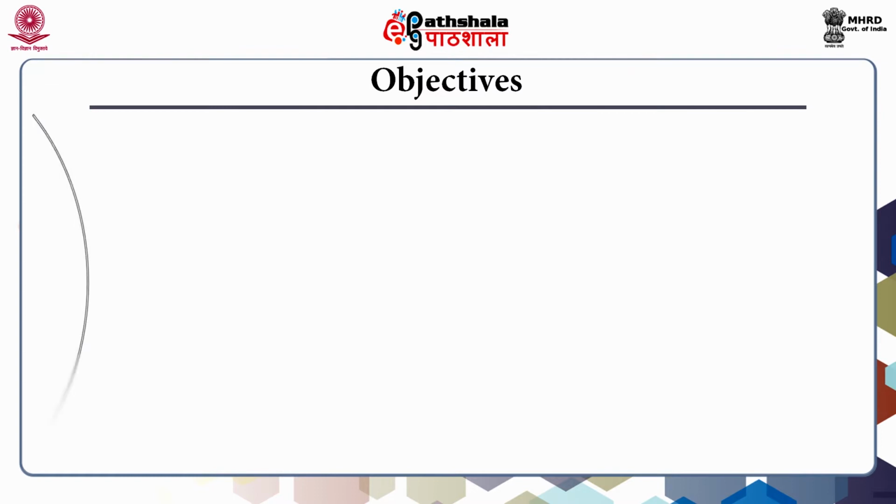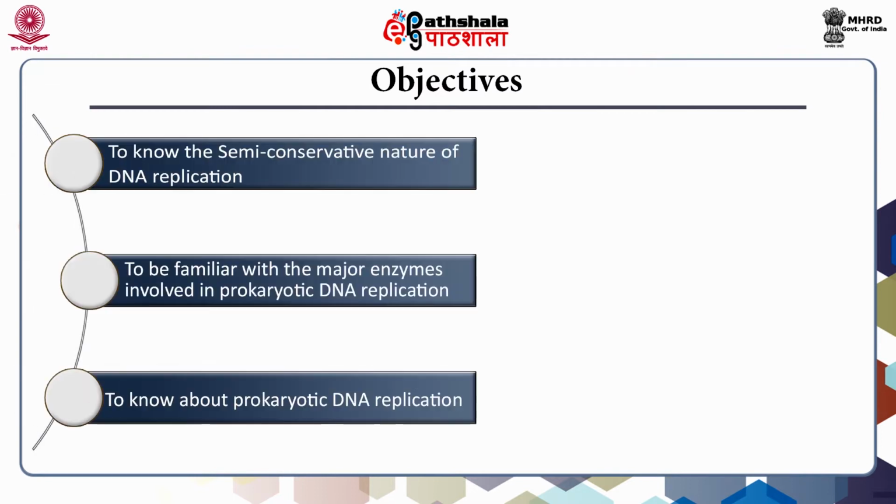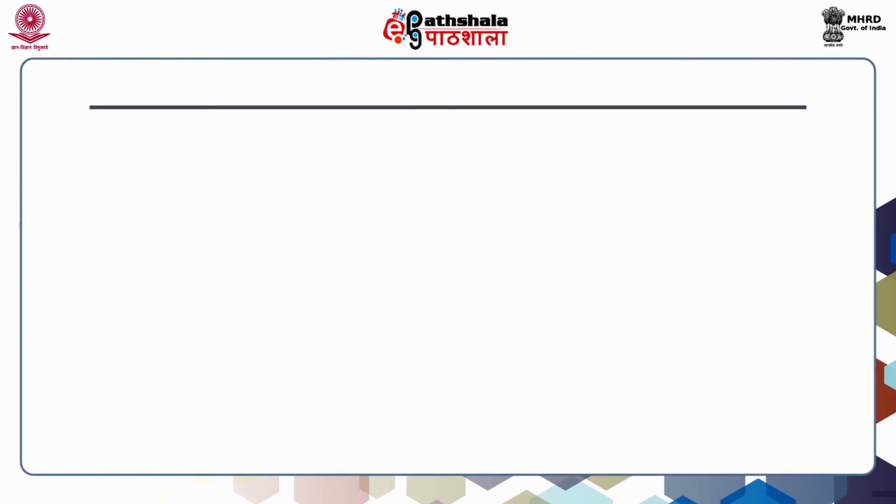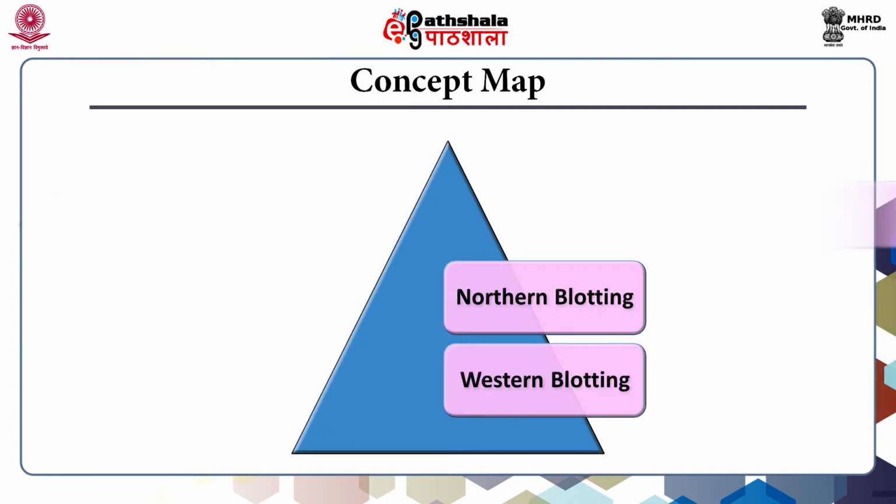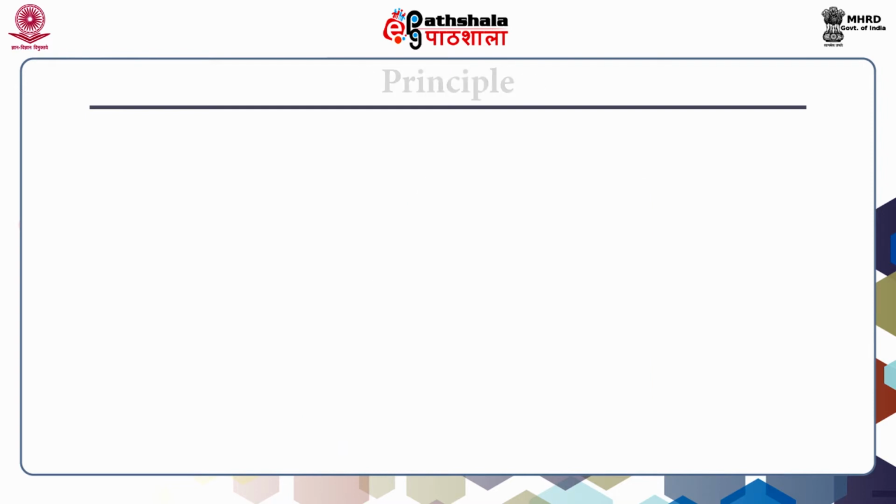Blotting or hybridization is of three types. Types of hybridization, again, are three: Northern, Western and Southern. So, let us discuss first the principle of hybridization.